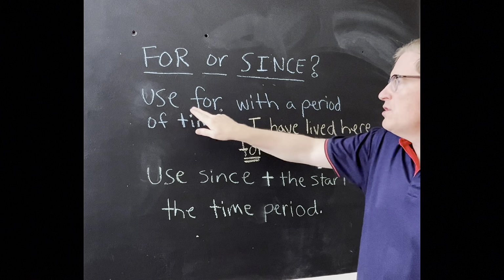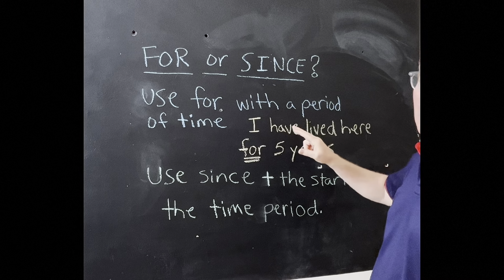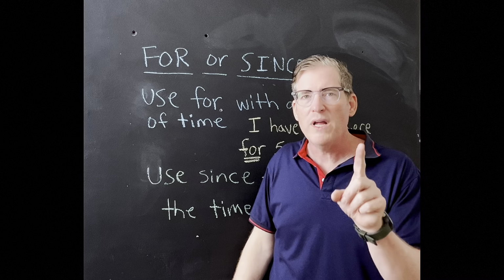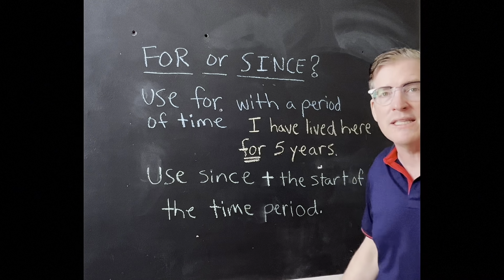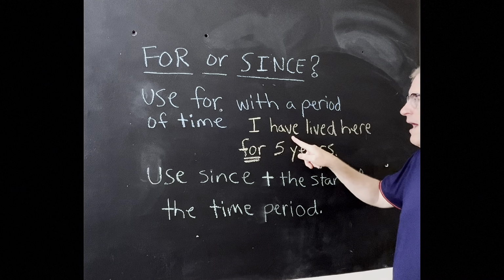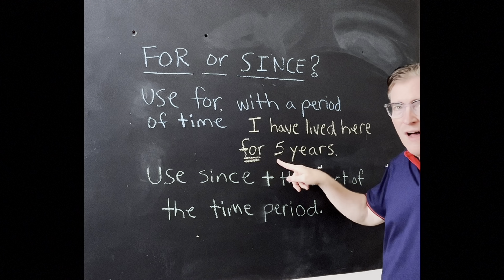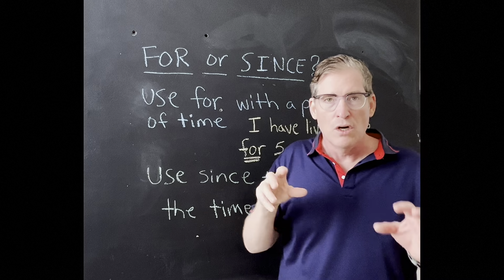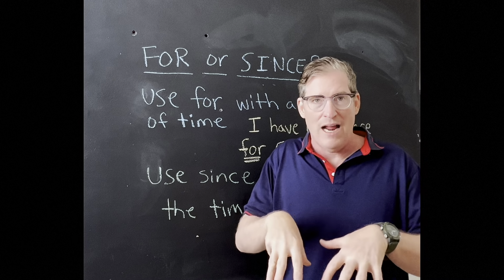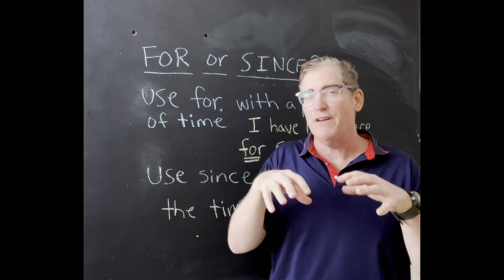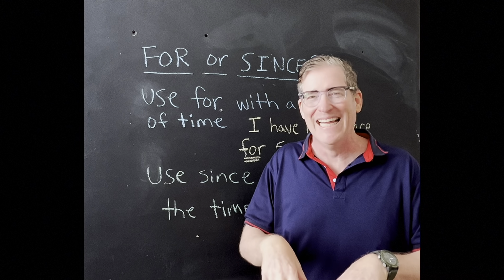So, use for with a period of time. Let's look at the example. I have lived here for 5 years. So, I live in France now. I have lived here, actually I've lived here for 6 years.